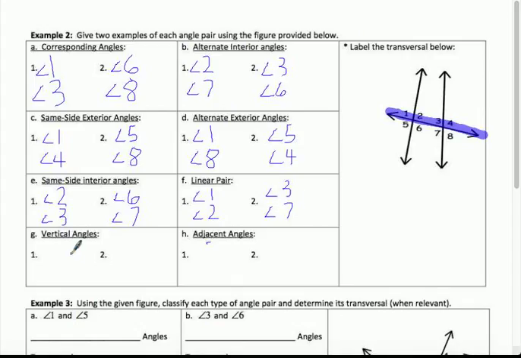And vertical angles, again, we don't need to look at the third line to identify vertical angles. So any of the angles that are across from each other. So 1 and 6, they're on the same lines, and they're across from each other. 4 and 7 would also be vertical angles. And adjacent angles, which in this picture are also linear pairs. So 5 and 6 are adjacent, 6 and 2 are adjacent.